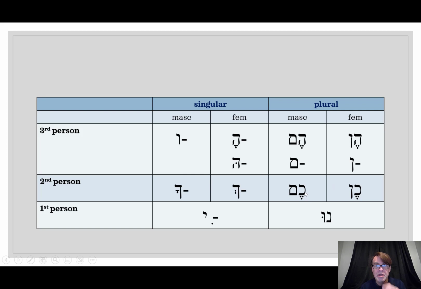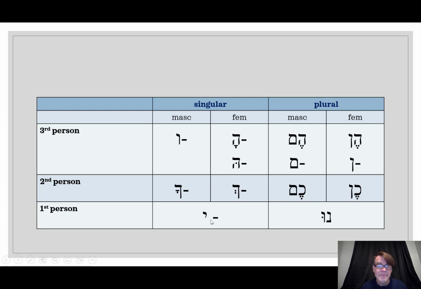We just put a k on it for the second person, and you'll notice that these are k too. So k runs throughout the second person you. Ka for masculine singular, you. K for feminine singular, you. Kem for masculine plural, you. And ken for feminine plural, you.